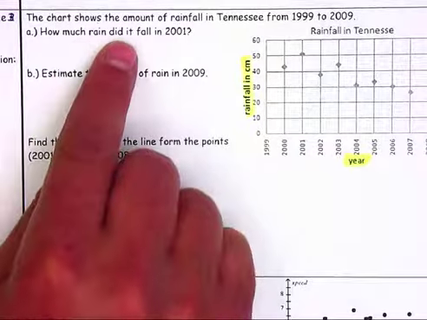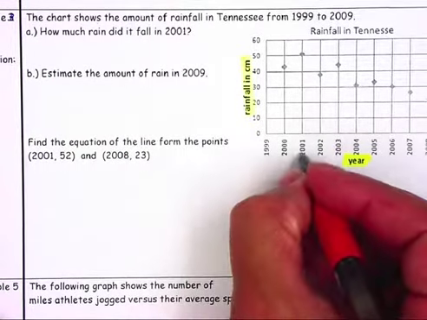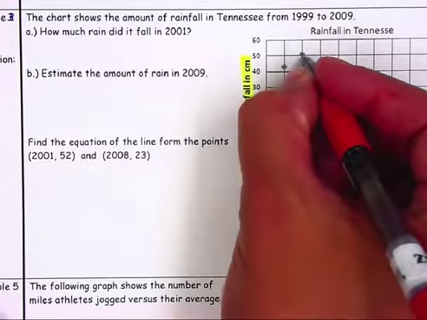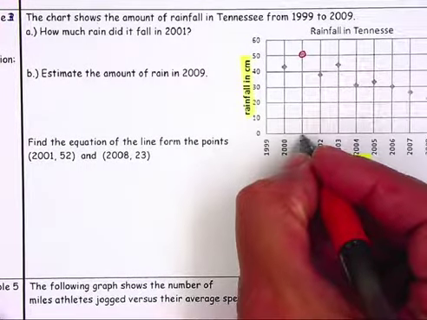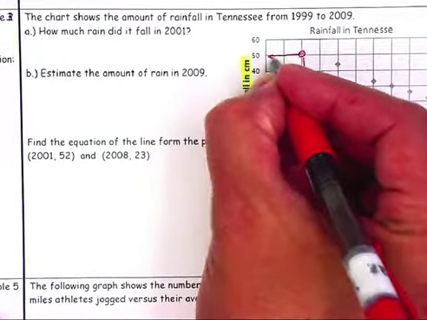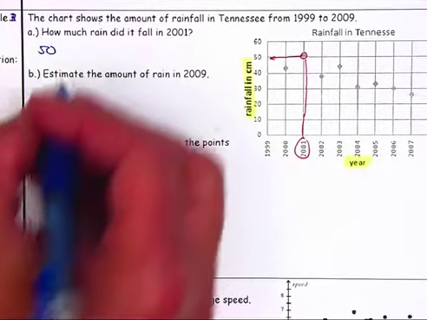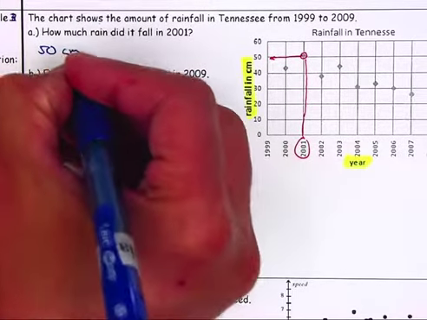How much rain did it fall in 2001? So now we're going to go over to 2001. And how much rain did it fall is right here. So we can go to the left and we have 50 centimeters of rain.